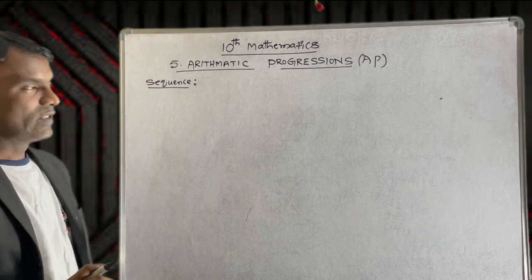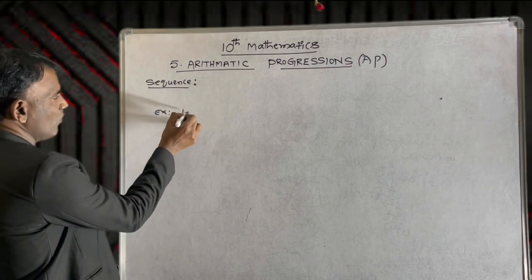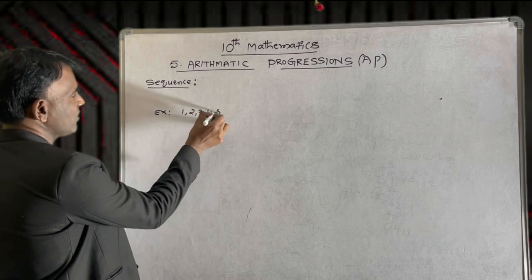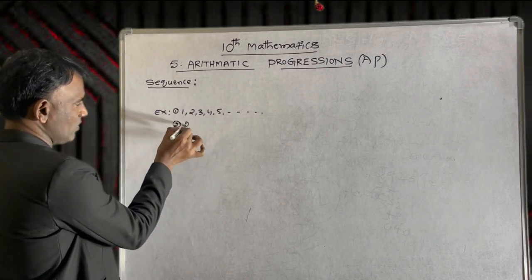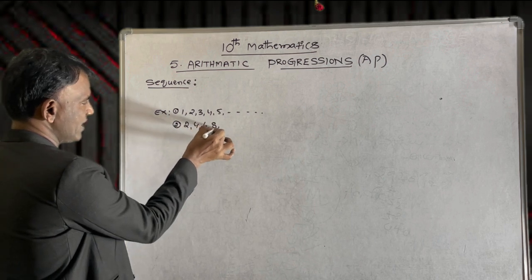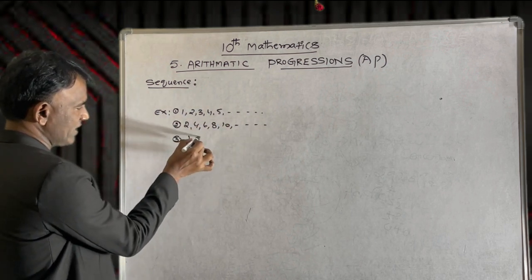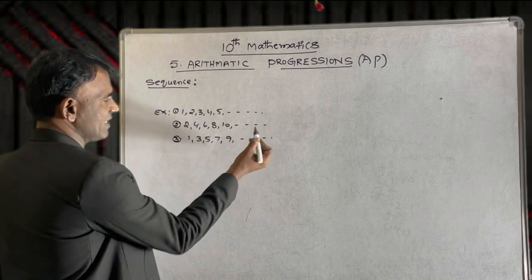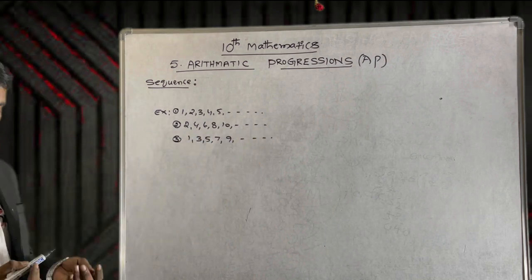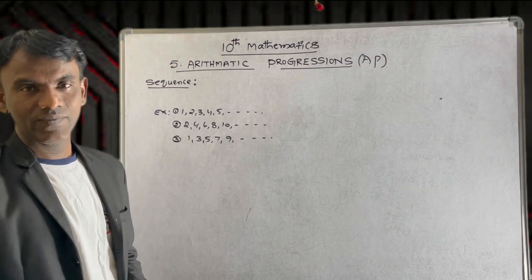Okay. So here, as an example I am taking 1, 2, 3, 4, 5 and so on. This is one example. And one more example is 2, 4, 6, 8, 10 and so on. And if we take one more example, that can be written as 1, 3, 5, 7, 9 and so on. Not only these three examples, we can write n number of examples.